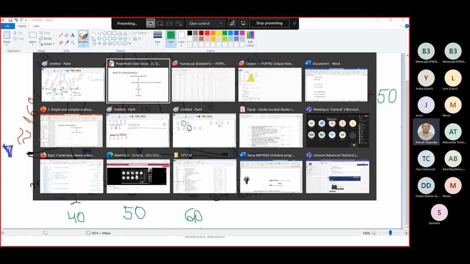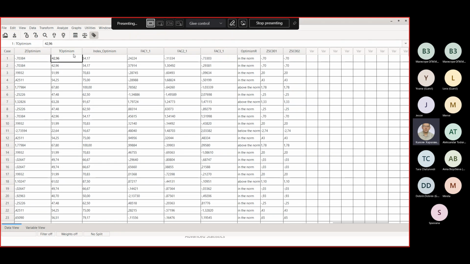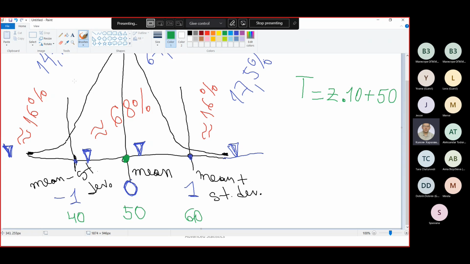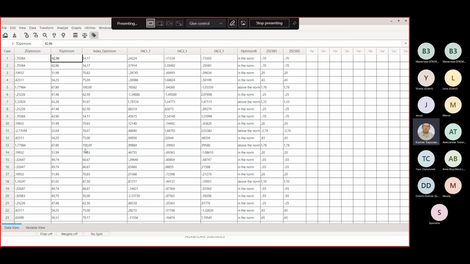So here, the first individual has a t-score of 43. 43 is between 40 and 60, in the norm, and 43 is here. These marks are the same. The scale is different, but the marks are the same. The second also has a t-score of 43.